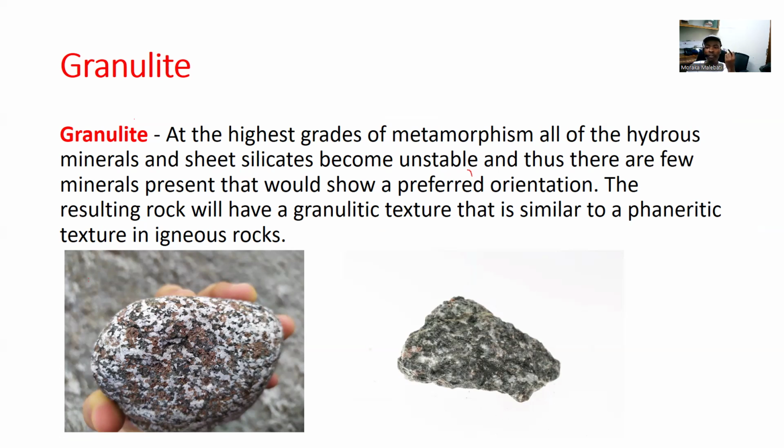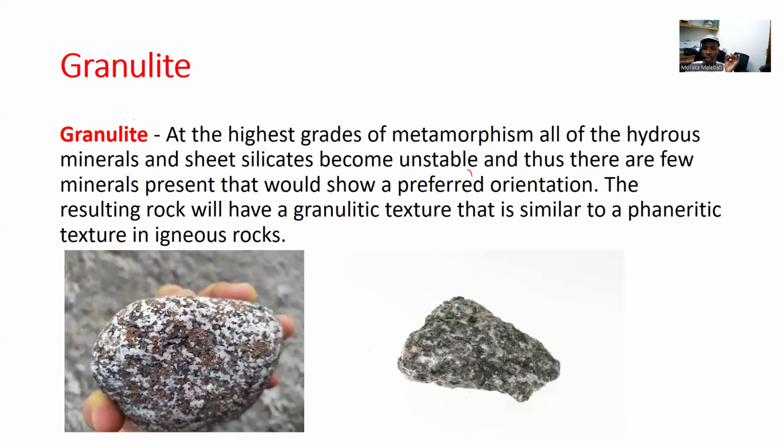Remember, those minerals that were basically sheet silicates, basically micas, and also the feldspar and quartz, they will no longer show the preferred direction. You will no longer have this segregation that you see in the schist or in the gneiss. So the resulting rock would now have a granular texture.